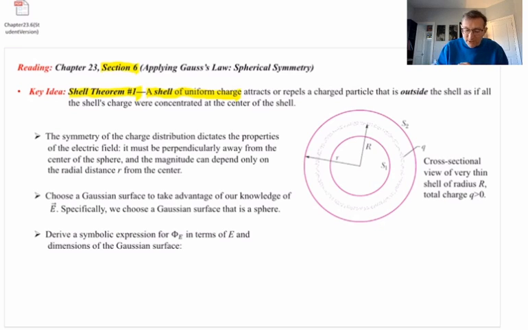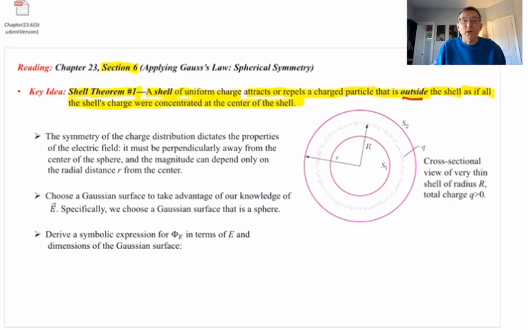So we're starting with a shell that has charge smeared out uniformly around its surface. Such a shell will either attract or repel a charged particle, depending upon that particle's sign. If the particle is outside of the shell, and that's important, outside, the force is as if all the shell's charge were concentrated at its center.